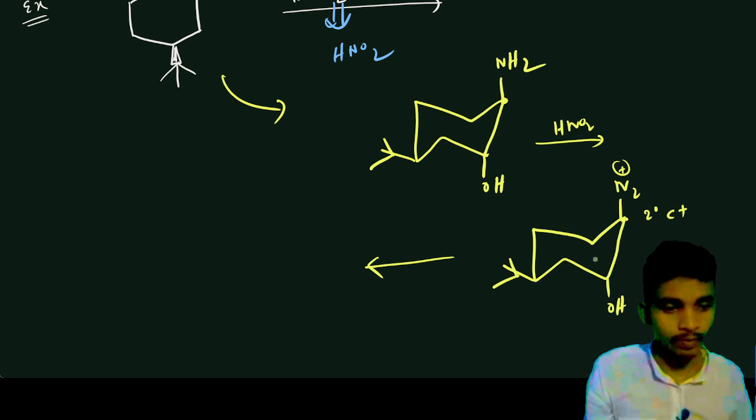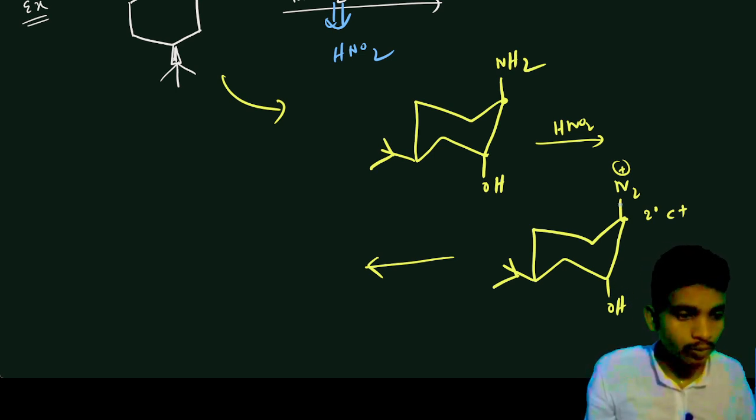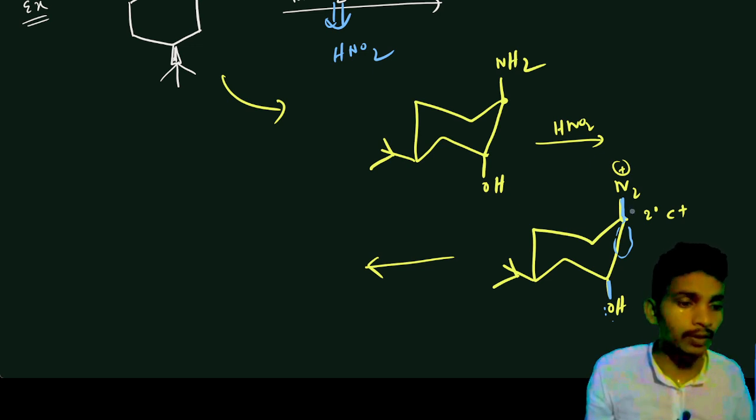Again, this leaving group is at the axial position. Here, the antibonding orbital of the leaving group and the bonding of the migratory group should be parallel. So the antibonding is on this side, and this group is parallel to it.